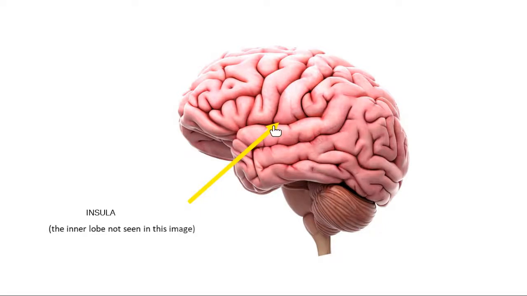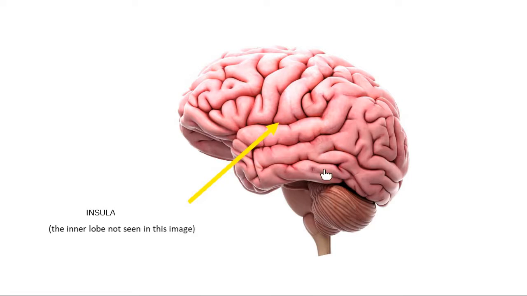When you're working on the homework assignment, notice that this arrow is pointing not really at any one lobe that's superficial. So when you see this arrow that seems to kind of be pointing in the middle of nowhere, and it'll have a note about being the inner lobe, that's asking for the insula.